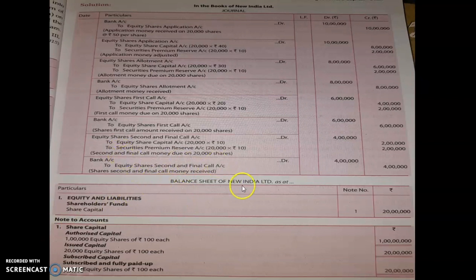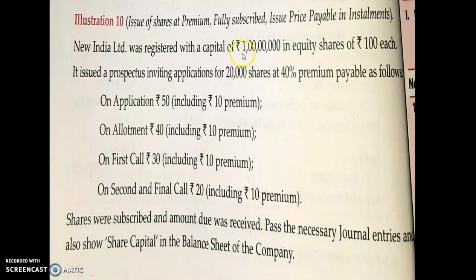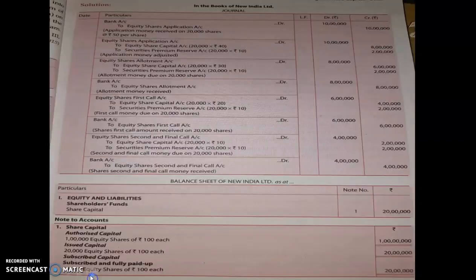So you have to prepare the balance sheet of New India Limited, and in the format, as you know, particulars, note number and amount. Equity and liabilities will be the first, then under that shareholders' funds and share capital. Next, what you have to do is move to the notes to accounts. In the question you can see here, it is 1 crore equity shares of 100 each. So registered means what? Authorized capital. So that you have to mention over here. 1 lakh equity shares of rupees 100 each, that will give you 1 crore of authorized capital.